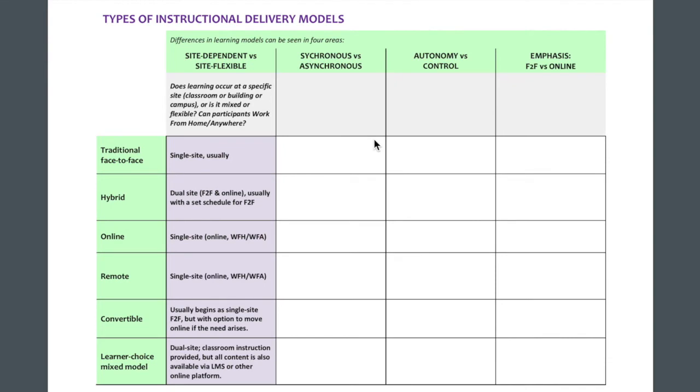Traditional face-to-face classrooms are single site, unless you have a classroom in a lab or something. But that's the usual thing. You go to a specific place at a specific time, and there you have your class. The hybrid would be mixed. You have class usually with a set schedule, whether it's 2 days a week in the classroom and 1 day a week online, or 1 week in the classroom and 1 week online, whatever it might be. That's usually set in advance to avoid confusion, so that people can set schedules, but it's mixed.